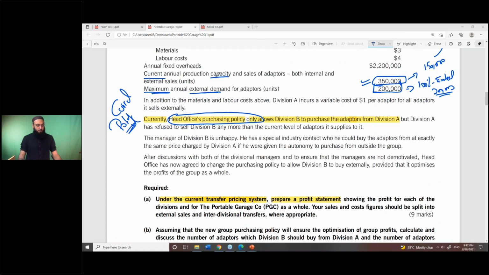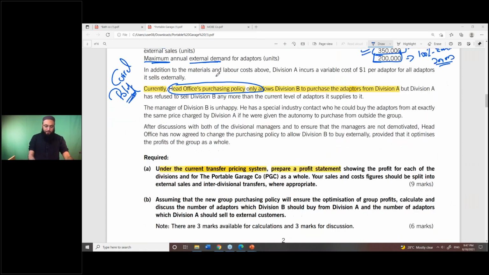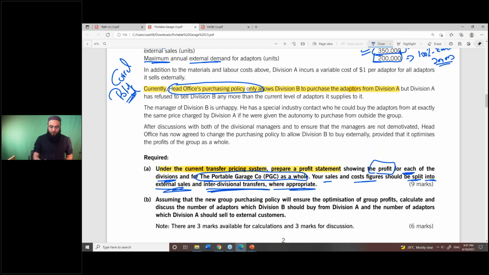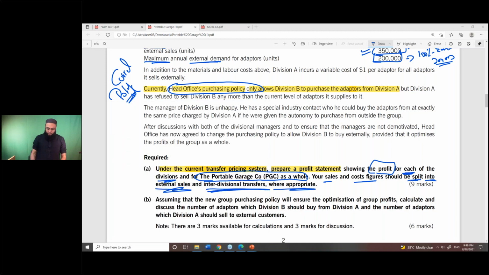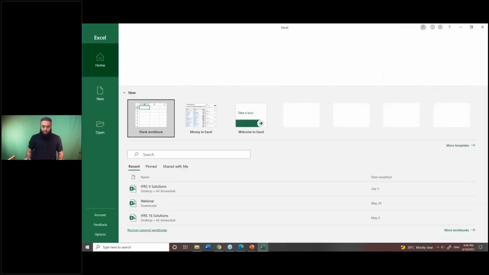I haven't read all these things. I'll read it later on. Prepare a profit statement showing the profit for each of the divisions and the group as a whole. Your sales and profit figures should be split into external sales and interdivisional sales where appropriate. So to show the sales separately, now I'll use the spreadsheet here to solve this answer, so that you get to know how to solve using a spreadsheet.